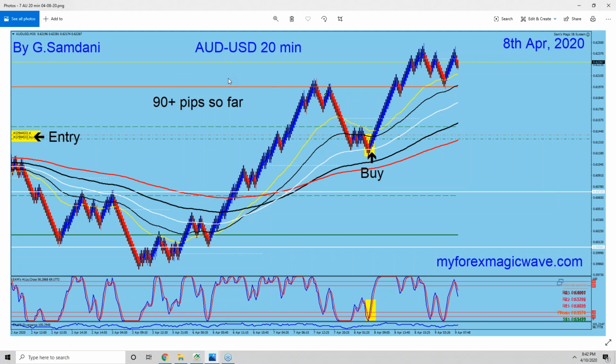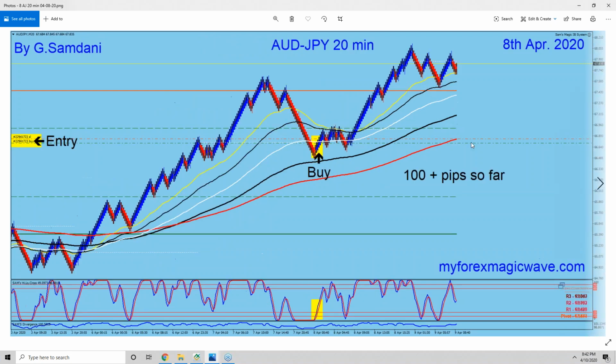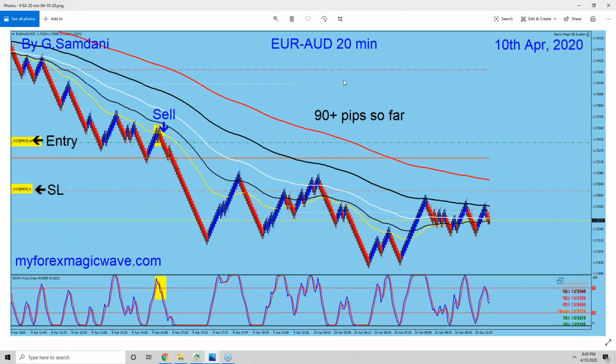Aussie is on the right hand side. Here Aussie is on the left hand side. USD weakness, and it goes up 90 pips. And also I had this here, Aussie Yen, because again Aussie strength, and it went up for 100 pips here on the 8th. Then I think on the 10th you see that Aussie strength keeps coming in.